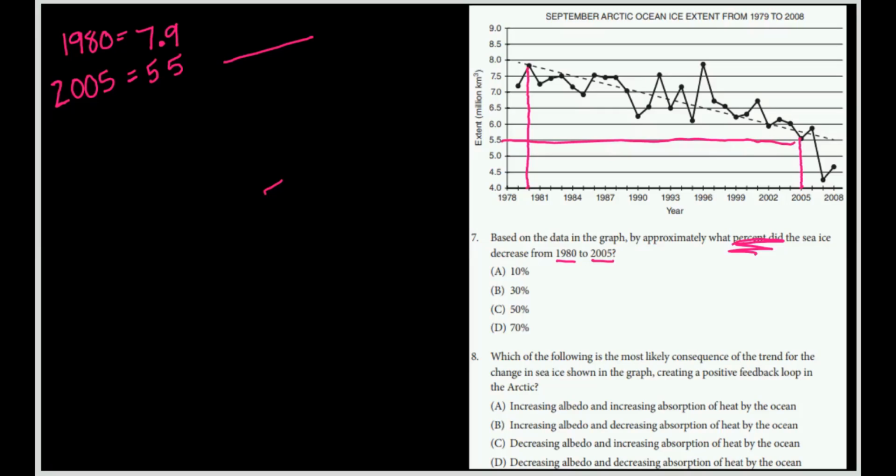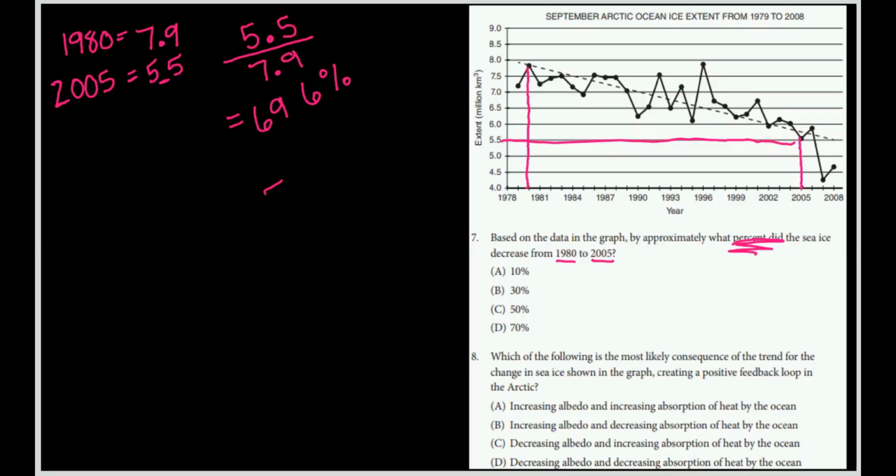So for this one though, if we want to see what percent the sea ice decreased from 1980 to 2005, I would put 1980 on the bottom, which is 7.9, and then I would put my 5.5 on the top. And I'm just going to divide those two. Okay, and you get a calculator. So that's why they have these not perfect numbers, because you get the calculator. So don't feel bad using it, because you do get one now. And that's going to be 69.6%.